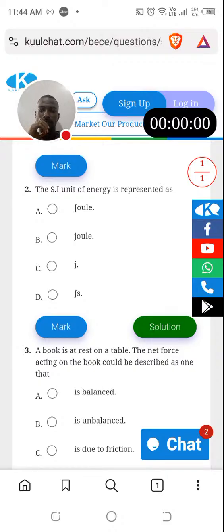The SI unit of energy is represented as joules. Definitely going for the first option.